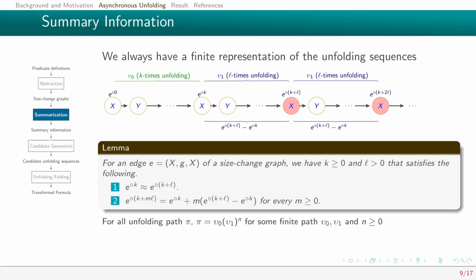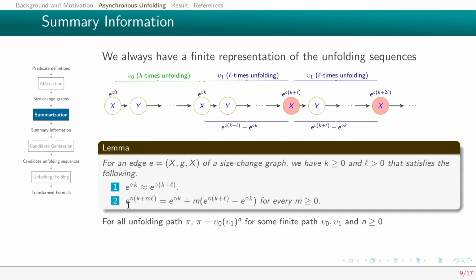Suppose E is an edge of a size change graph that represents a transition. E0 is the starting point. Ek is the sequence after k times transition. Ek plus L is similar after k plus L times. We found that there always exists some k greater than or equal to 0 and L greater than 0 such that the formula after k times unfolding and after k plus L times unfolding have a pattern matching. This is the first property.